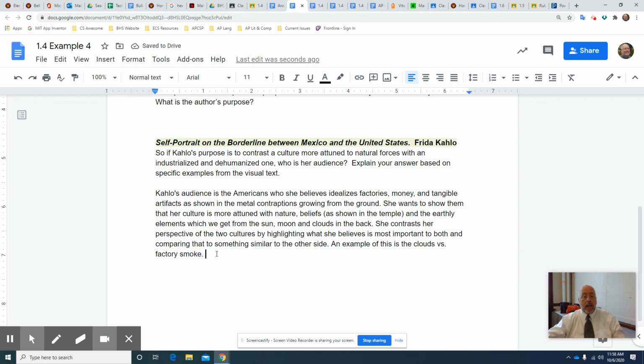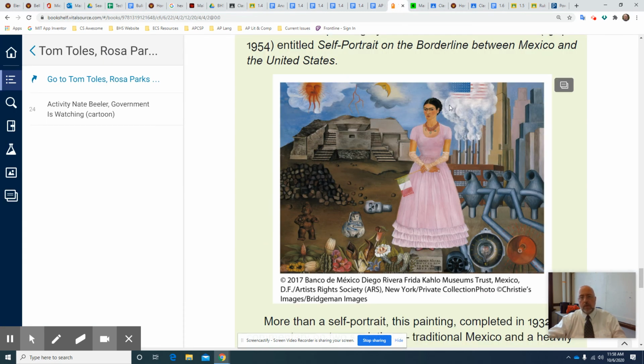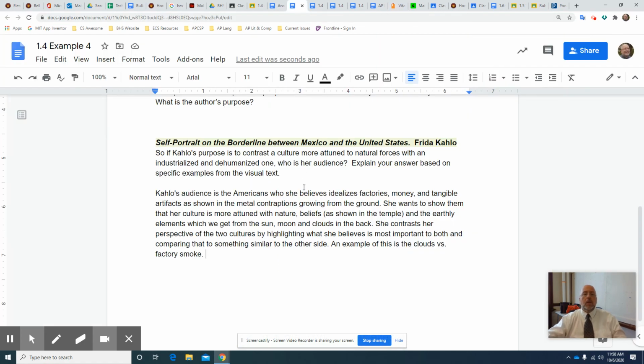But that's absolutely clouds versus factory smoke. And you can go over here and you can see clouds, factory smoke. And she used the same colors with both of them, but gave them a very different context. So notice the thing to look for when bringing in evidence is: I see this, and it has that effect on the reader. I see this, and it has that effect on the reader. Do that more often, and you're going to find yourself in a much better place to really make your point when you're writing your essays.